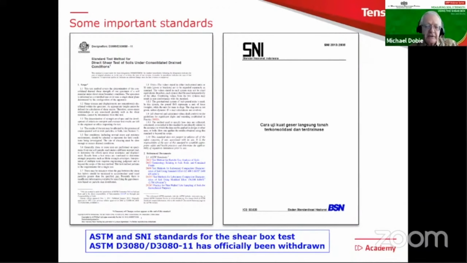It's actually interesting that the ASTM D3080 has officially been withdrawn if you look at the website. But however, it's still an extremely good document. I think of the codes I'm aware of, it's certainly one of the best. But I see no plan yet for what they're going to do to replace it. But anyhow, that is the situation with that one.